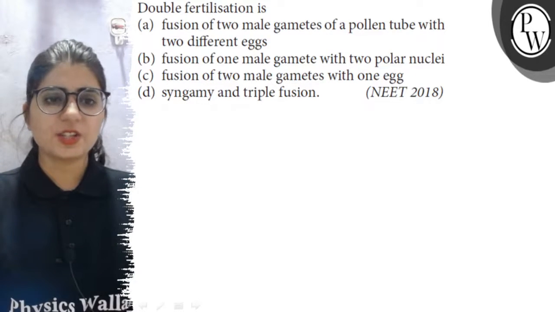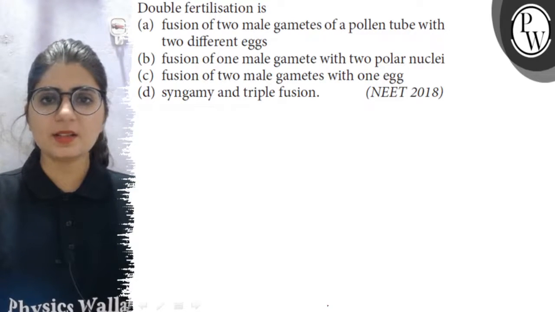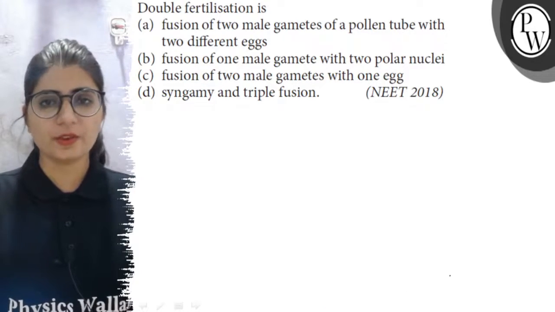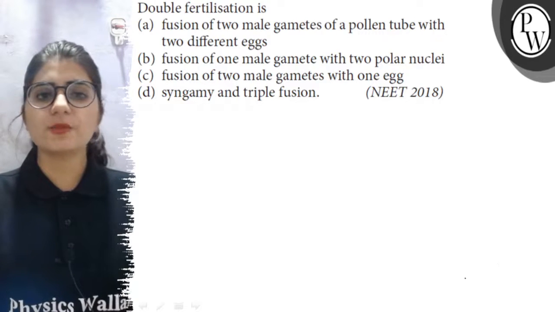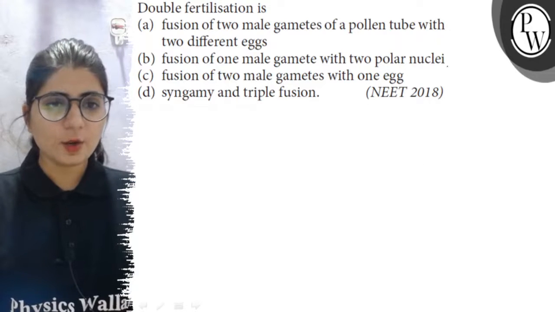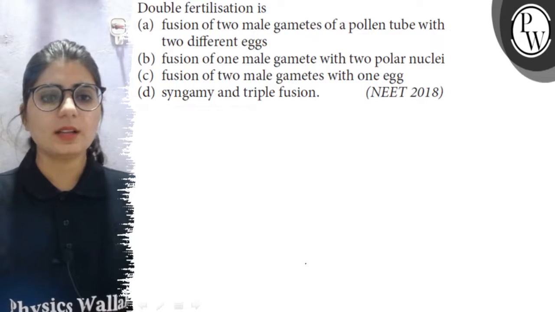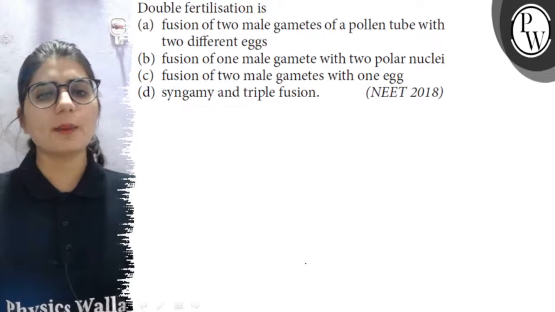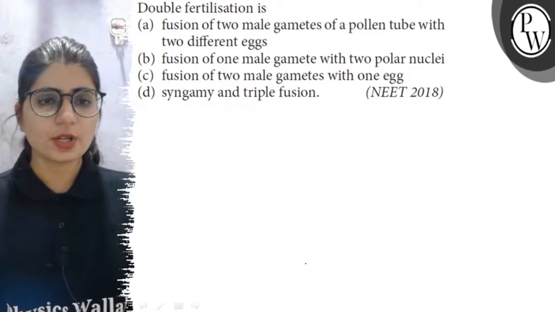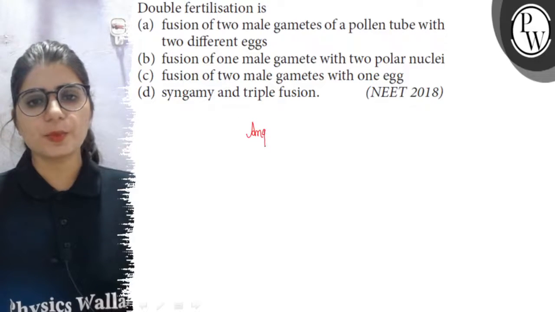Double fertilization is, and the options are: A, fusion of two male gametes of a pollen tube with two different eggs. B option is fusion of one male gamete with two polar nuclei. Third option is fusion of male gametes with an egg. And the fourth option is syngamy and triple fusion. So double fertilization. So what happens in case of angiosperms?